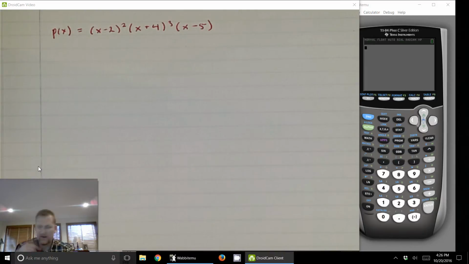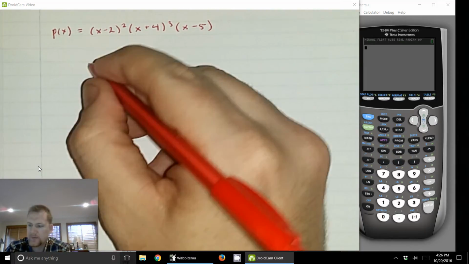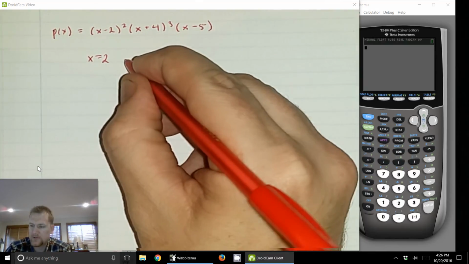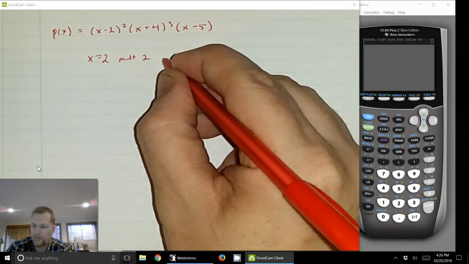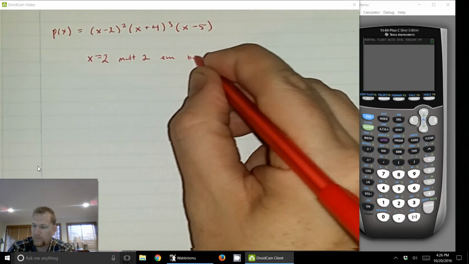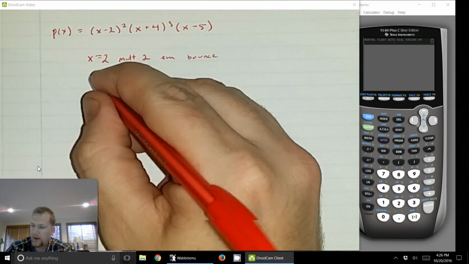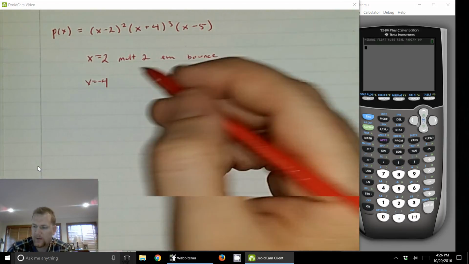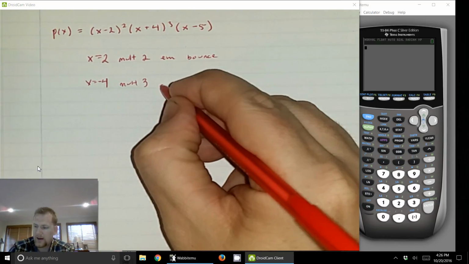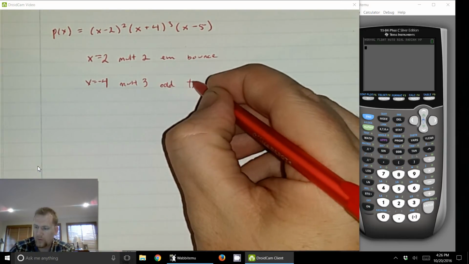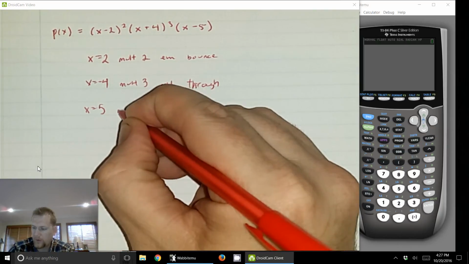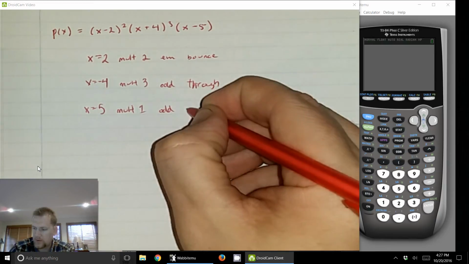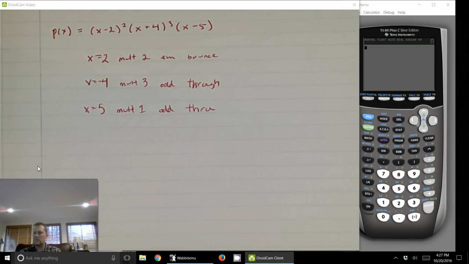So we know that we need to find the zeros, which we already know, and then say what their multiplicity is. So x = 2 is a 0, and its multiplicity is 2, so it bounces off because it's even. So that's a bounce. x = −4 is a 0. That's of multiplicity 3, so that's odd, so that goes through. And then 5 is a 0. It's multiplicity 1, which is odd, so it goes through. Okay. That pretty much gives us everything we need.